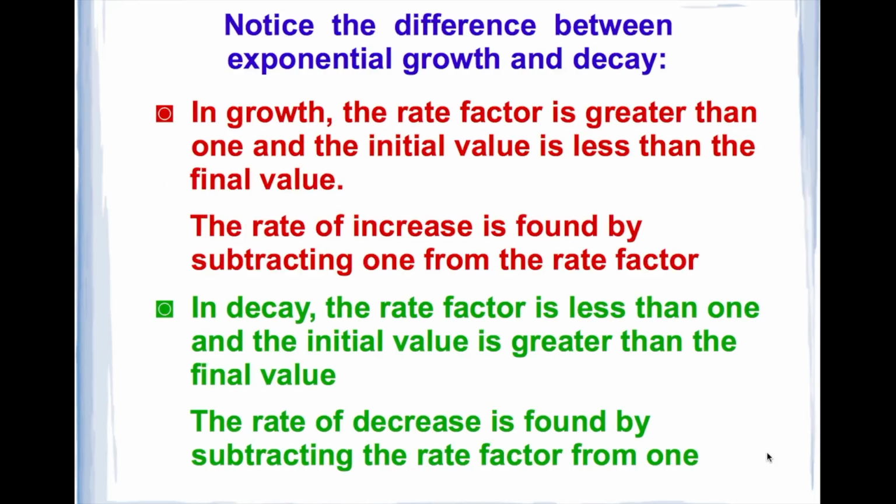Notice the difference between exponential growth and decay. In growth, the rate factor is greater than 1, and the initial value is less than the final value. The rate of increase is found by subtracting 1 from the rate factor. In decay, the rate factor is less than 1, and the initial value is greater than the final value. The rate of decrease is found by subtracting the rate factor from 1.